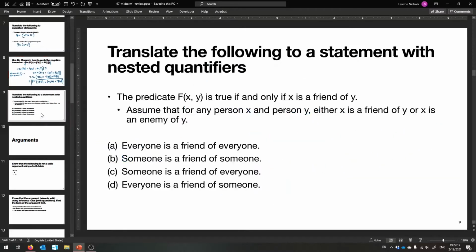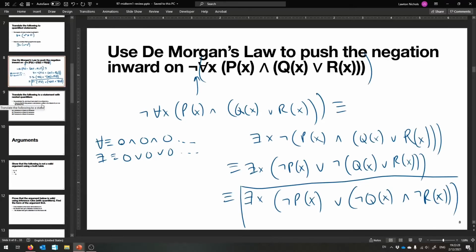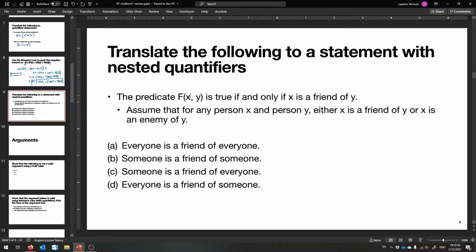Let's keep going. Translate the following to a statement with nested quantifiers. Oh, you remember these? You can double up on your for alls and your there exists. You can go even more if you'd like. It's just if you have multiple variables, they have to be introduced somehow, and you're going to need a quantifier for those.